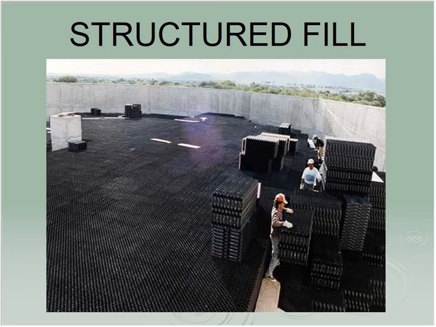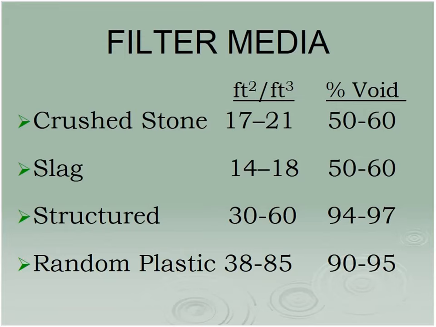Long sheets of plastic, but a lot of room inside there, so there's a lot of space. And if you look at the difference between them, this is showing the amount of area per volume, what area is what matters to us, and how much void space you have. Media, crushed stone, the original version, you get roughly 20 square feet per cubic foot of tank. And your void space is 50 to 60, which is hard to believe if you look at it.